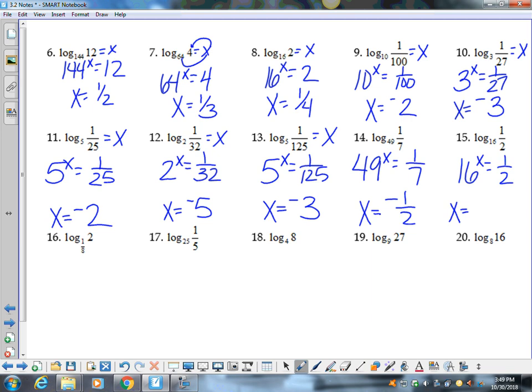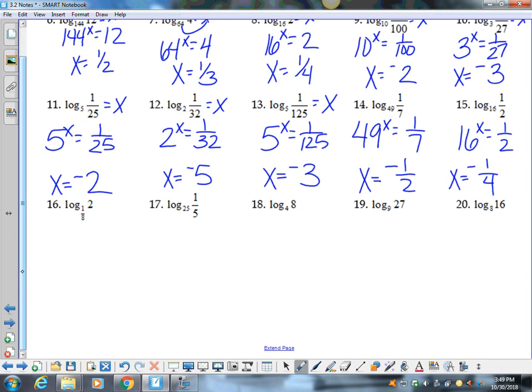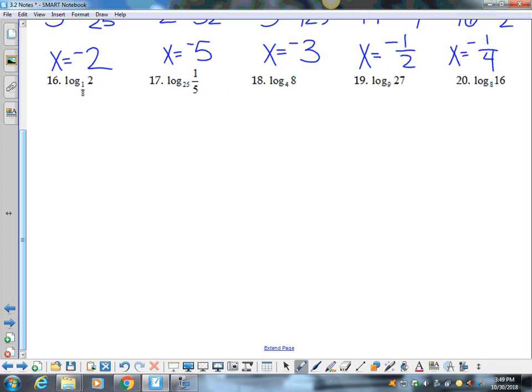Okay, I'm going from a 16, not from a 16 to a 1/2. I'm just trying to go from a 16 to a 2. So that's going to be the 4th root, and it needs to be negative because it moves. Okay, pause. Now try 16 to 20, and then hit play to check them.